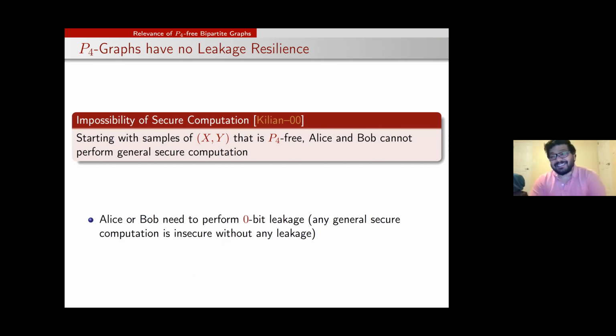This is our second application, to measuring cryptographic resilience. If X and Y form a P4-free graph, it was proven in 2000 by Joe Kilian that you do not need to perform any leakage. Every secure computation protocol will be broken. So it has 0 resilience.